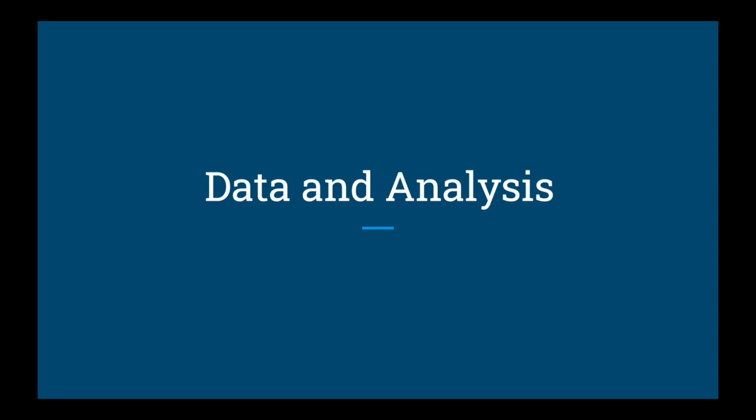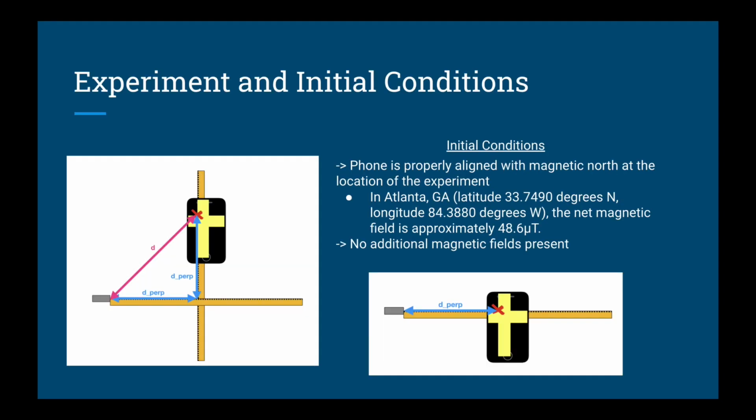Data and analysis. The initial conditions for the experiment included the phone being properly aligned to the magnetic north at the location of the experiment, which was Atlanta, Georgia. Here, the net magnetic field is approximately 48.6 microteslas. No additional magnetic fields were present when doing this lab, and we can see the setup of the phone, magnet, and meter stick in these two figures on the screen.